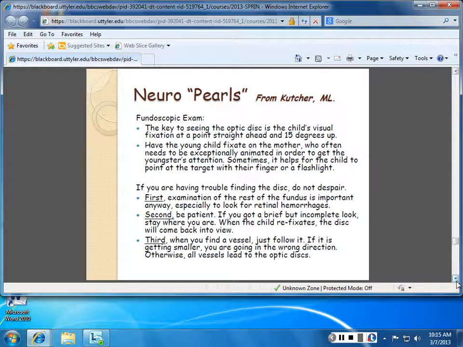The fundoscopic exam, you're getting better at this. You're practicing a lot on your own. How many of you are practicing on your kids? Are they pretty cooperative? No, sometimes.